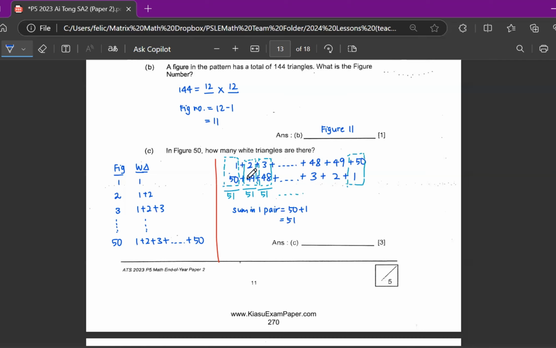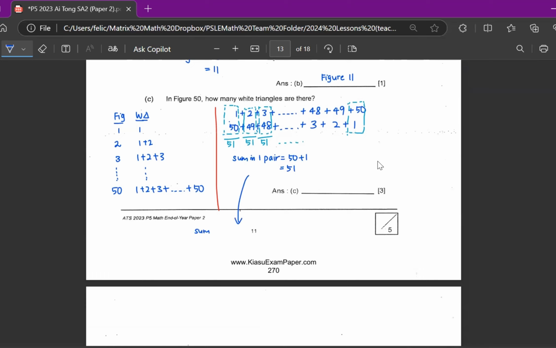Now, how many pairs of numbers are there? Notice that this is one pair, two pairs, three pairs, all the way until the last one. So there are 50 pairs of numbers. So we're going to find the sum across 50 pairs. I don't have space, so I'll just continue here.